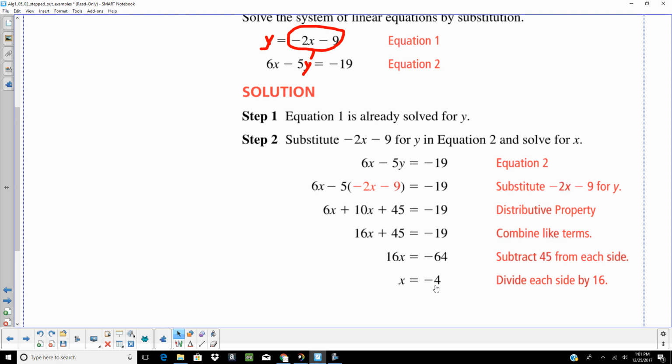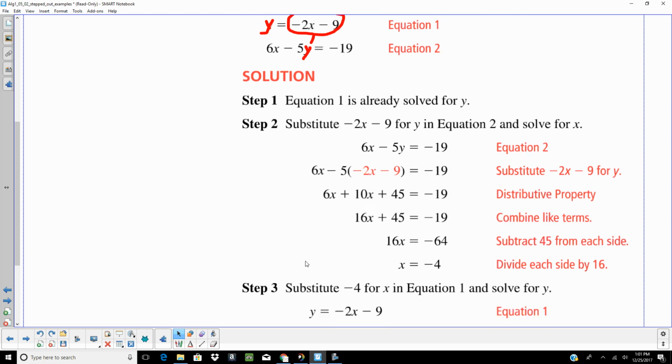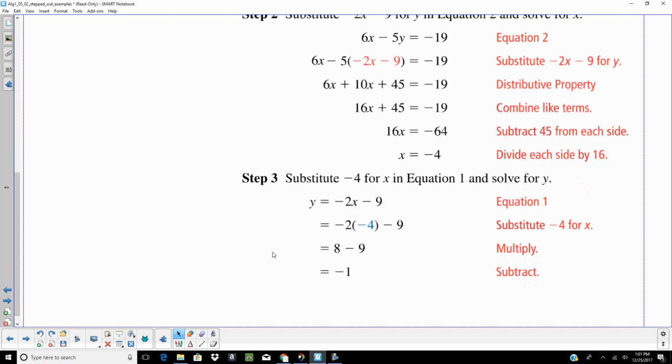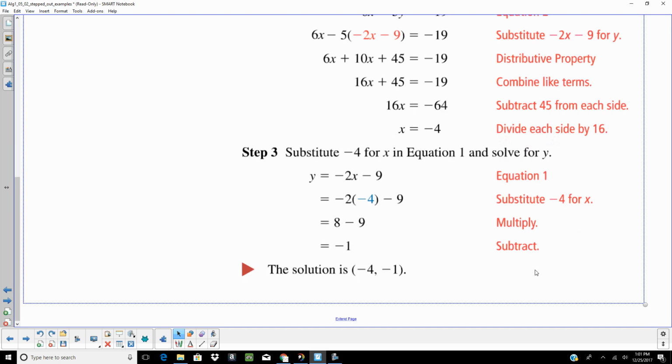Well, now I know half of my solution. I know what x is. I need to know what y is. I'm going to take that value and plug it into either equation 1 or 2. It doesn't matter which one you do. One is usually easier than the other, though. So I'm going to put it into equation 1, because y is solved for, and y is what I'm looking for. And I'm going to get negative 2x minus 9, take out that x, put in negative 4, and you get negative 1. So my solution is negative 4, negative 1.